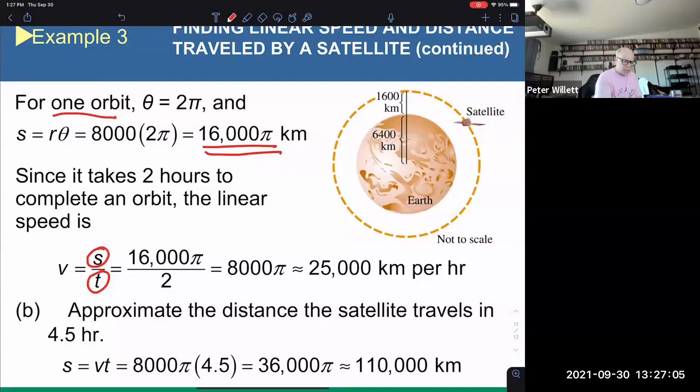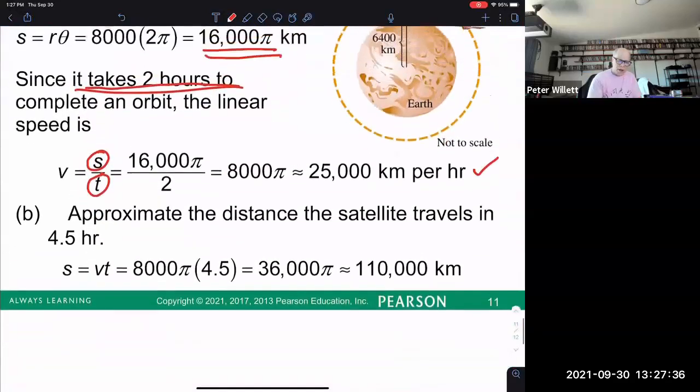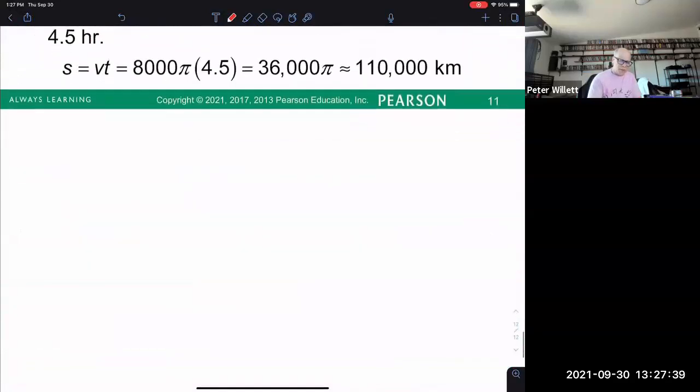The total time is 2 hours. So when you make that fraction, you get 8,000 pi, or approximately 25,000 kilometers per hour. And that's the linear speed, the speed the satellite is traveling around the Earth. Then it says approximate the distance the satellite travels in 4.5 hours. So you'd multiply that speed times 4.5, and they get 110,000 kilometers. And that's it.